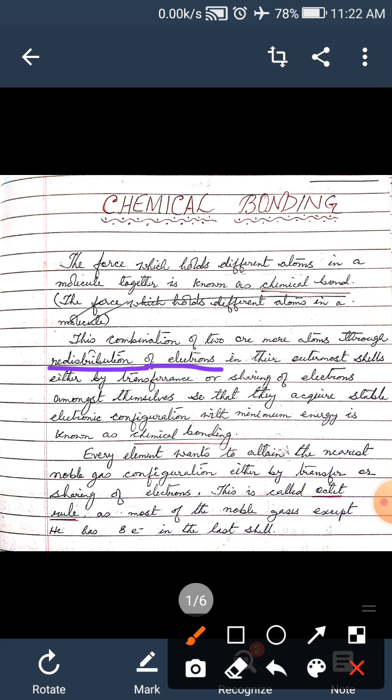Remember, any reaction will occur spontaneously provided the product formed is more stable than the reactant. So after forming the product, they are expected to be more stable. Every element wants to attain the nearest noble gas configuration either by transfer or sharing of electrons. This is what we call octet rule. As you know, the noble gases except helium have 8 electrons in their last shell.